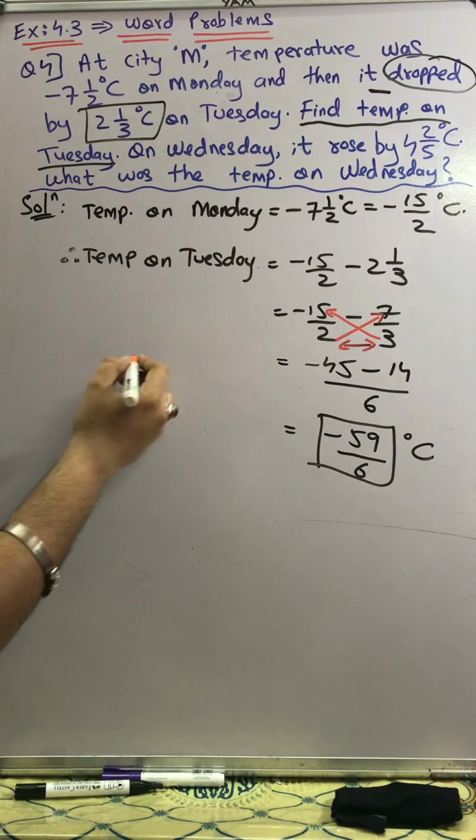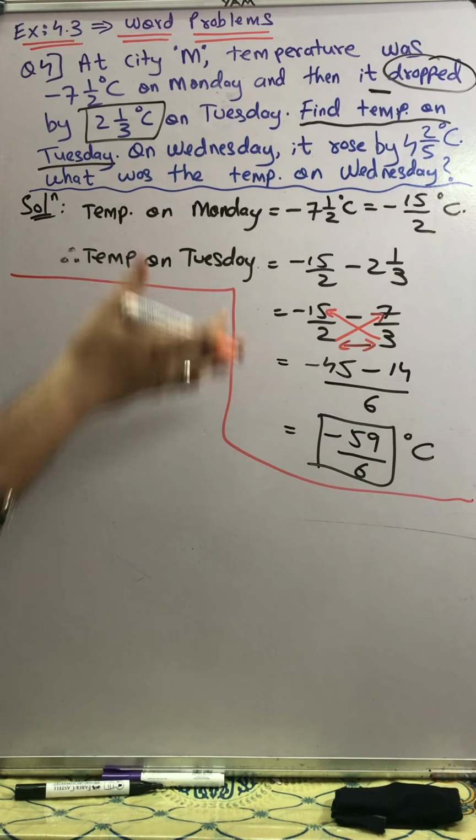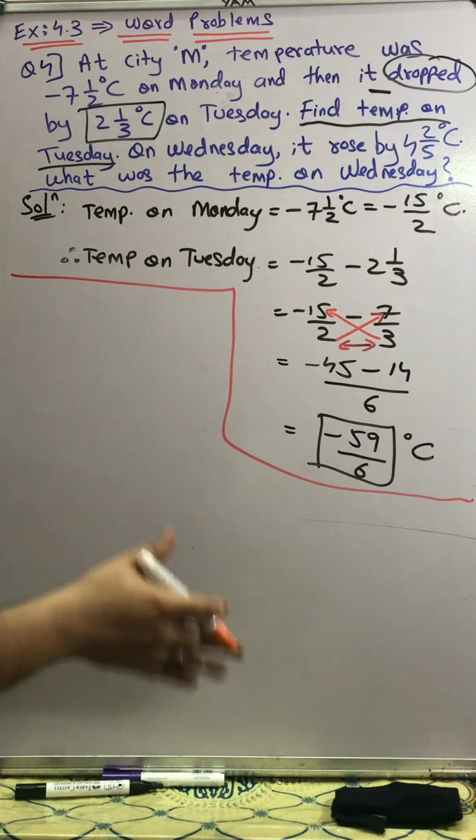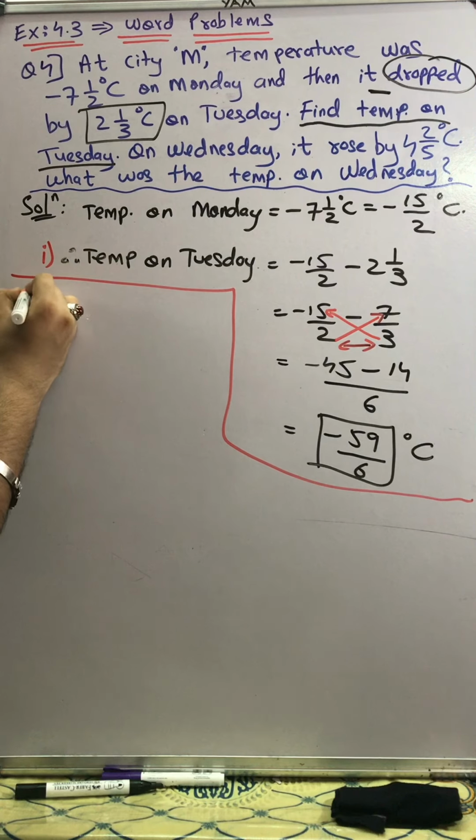On Wednesday, what happened on Wednesday? Let's see what happened on Wednesday. You will not draw such lines. You will leave lines and do one below another. I don't have place, that's why I'm doing such things. This was the first sub question. Now the second sub question.